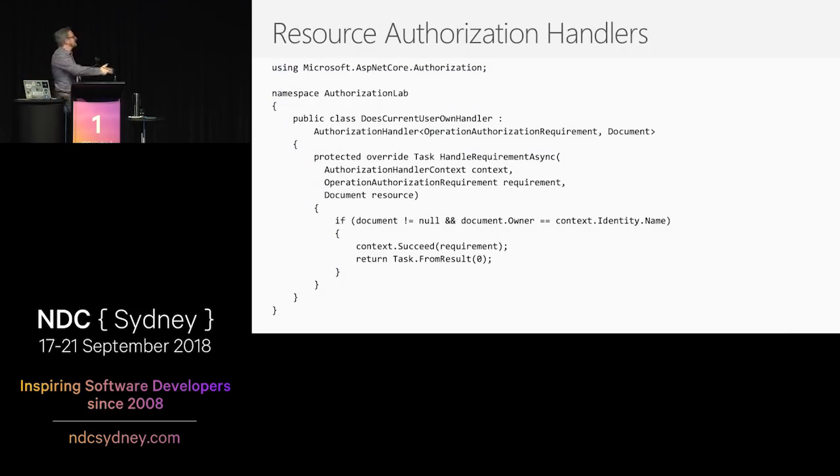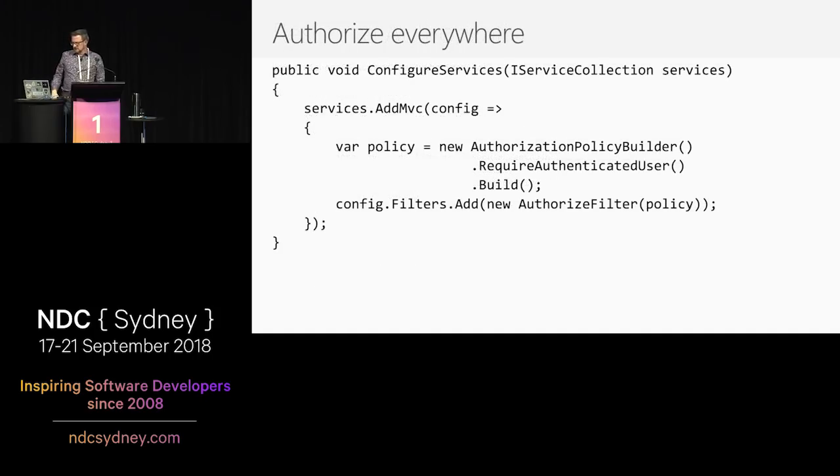So here is one that takes an authorization handler, this time for a resource. It takes a requirement, but this time it's also taking the resource itself, a document. And that will then pass through to HandleRequirementAsync. We've got our document. I'm going to look at a property of the document and then decide whether I want to succeed or not. Here's how we add authorization everywhere. This will work for Razor Pages too.